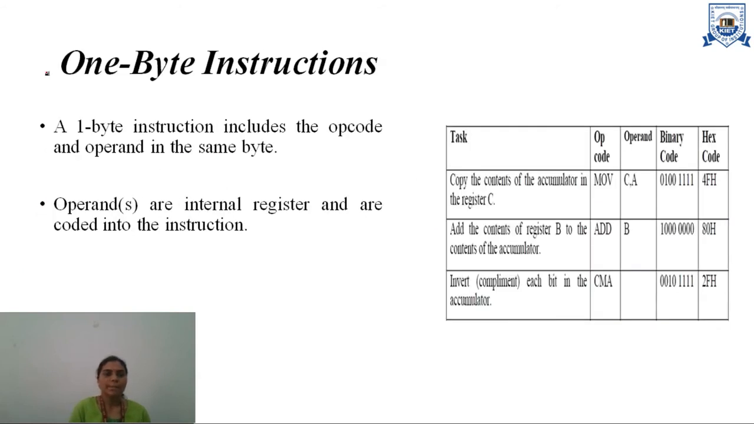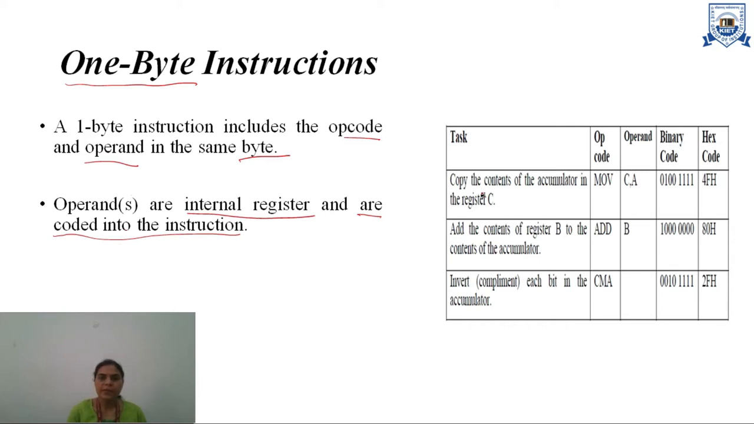So first, the 1 byte instruction format. As its name suggests, the instruction has only 1 byte. So 1 byte includes opcode and operand in the same byte. Opcode and operand can be specified with the help of only 8 bits. So these types of instructions have the 1 byte instruction format. In these instructions, operands are internal registers of the processor, or maybe some implicit operands coded in the instruction.